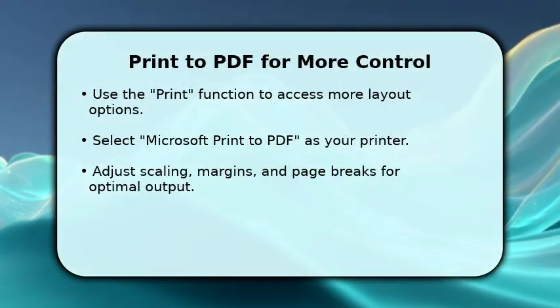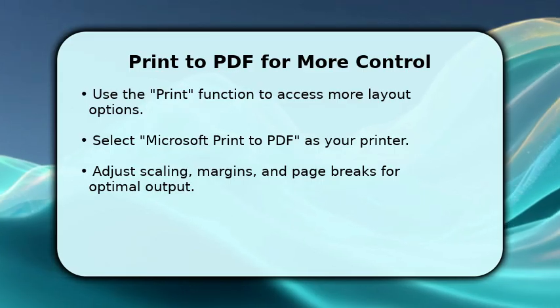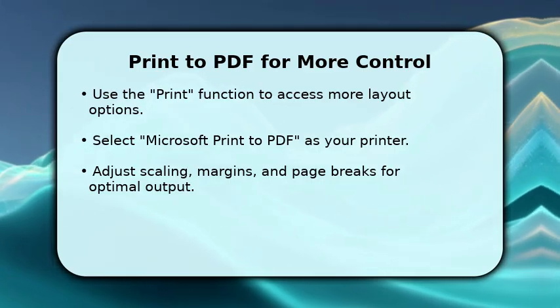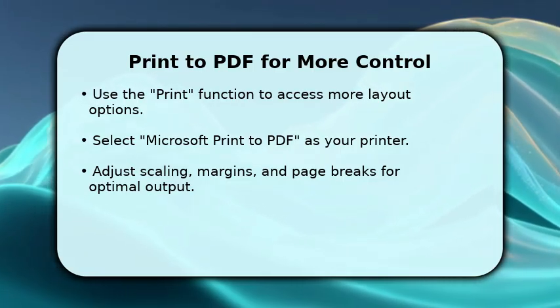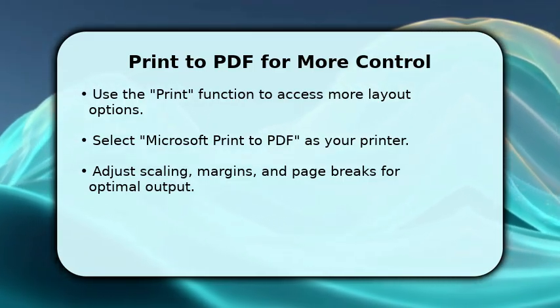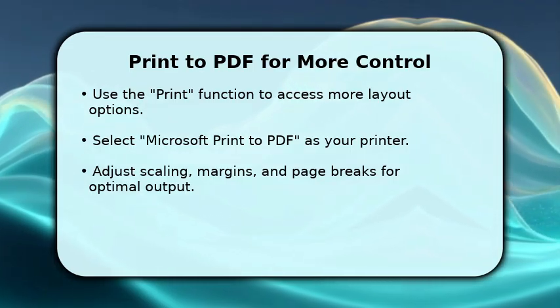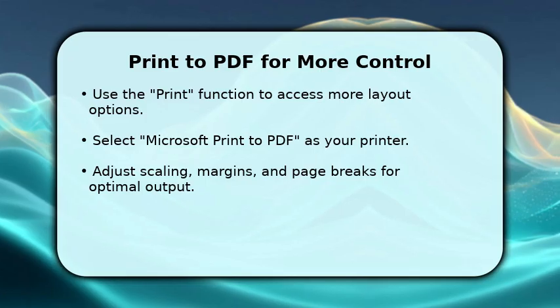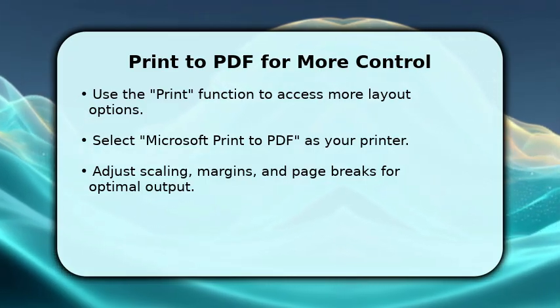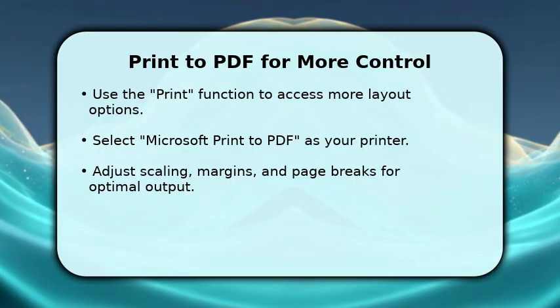For more control over your PDF output, consider using the Print to PDF option. Go to the File tab and select Print. From the Printer drop-down, choose Microsoft Print to PDF. This allows you to fine-tune settings like page orientation, scaling, and margins. You can also set specific print areas, ensuring only the relevant data appears in your PDF. Always preview your document to catch any formatting issues before printing.